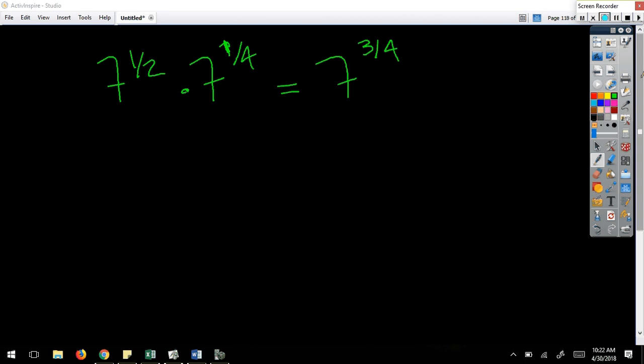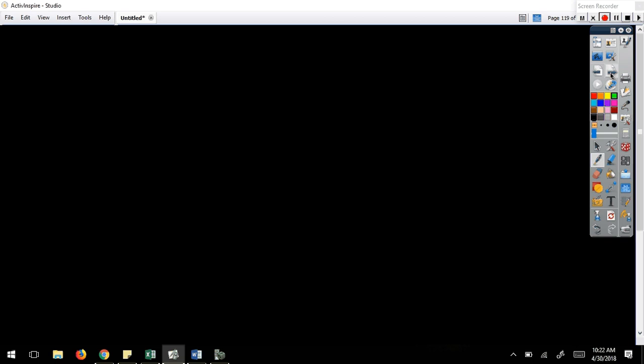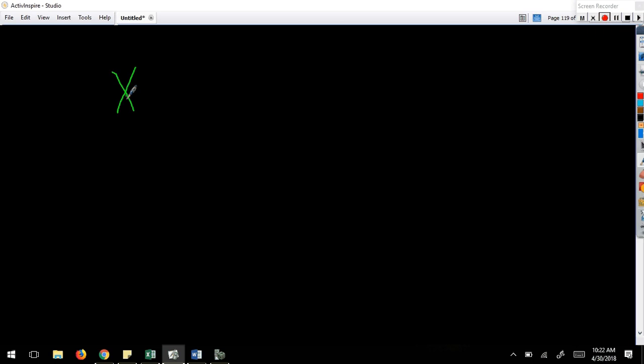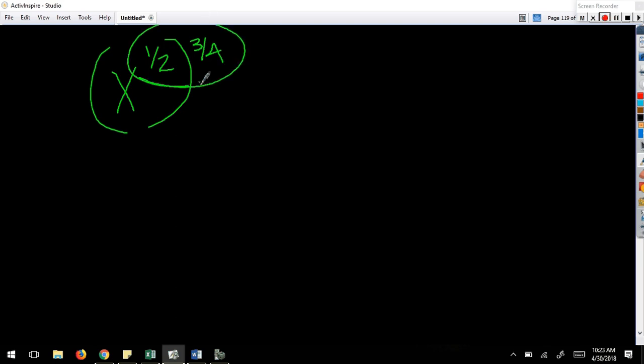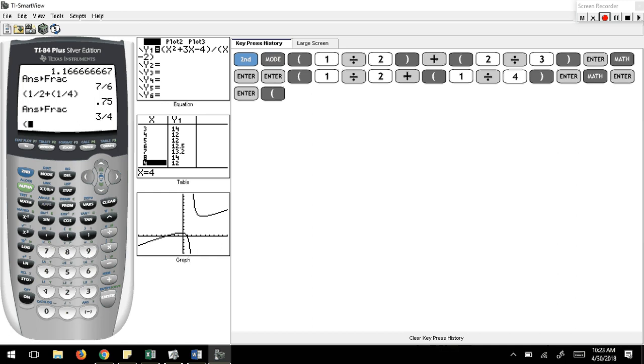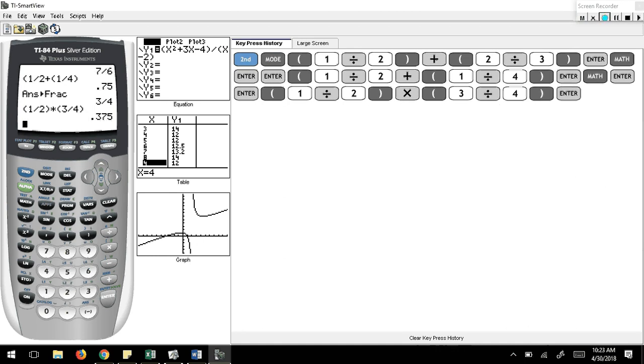All right, the next one. What happens if I have something to a power and then I raise it up to another power? You multiply them, right? These two are multiplied. So again, I'm going to use my calculator. 1/2 times 3/4. What is it? 3/8. Guys, make sure you all can get 3/8 from that.